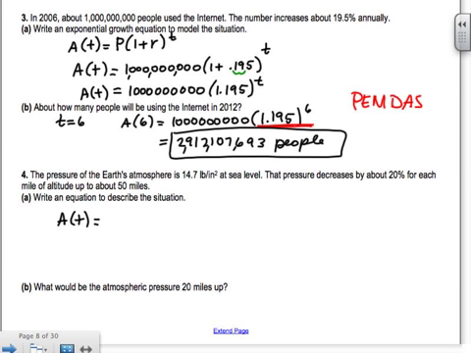So our pressure is decreasing. So we're going to use the decay equation, which is P times (1 minus r) to the t. Okay. And the first class had trouble understanding this, so let's think about it. So if I'm at sea level, my pressure is 14.7. Okay, 1 mile up, my pressure is going to decrease by about 20%.